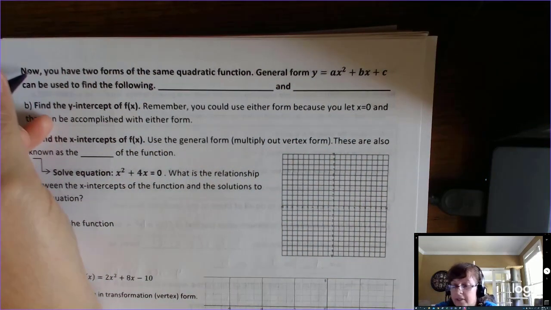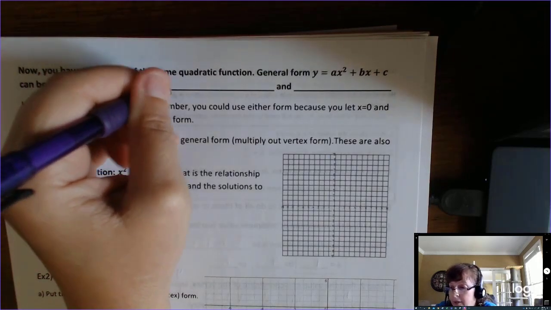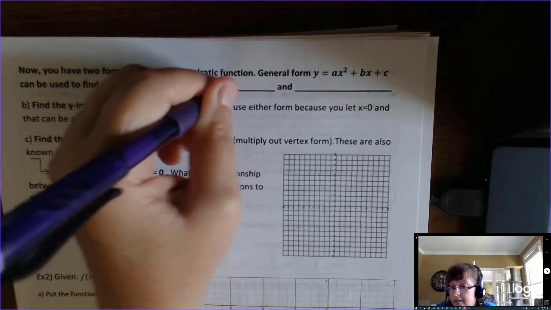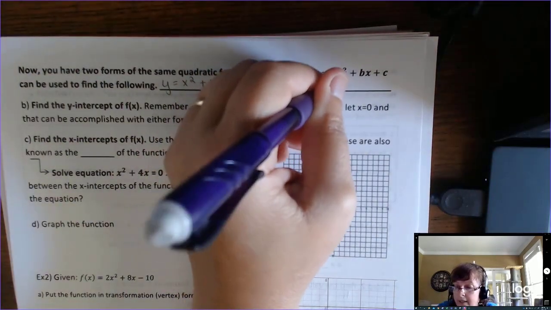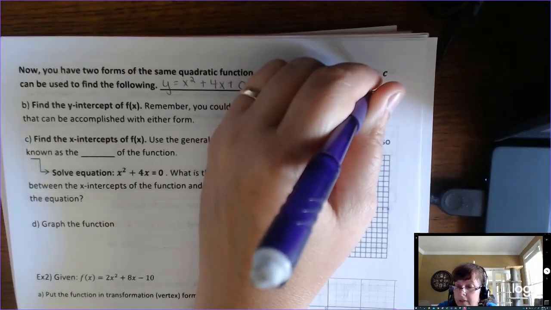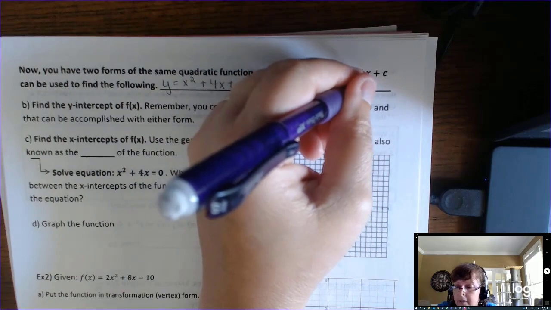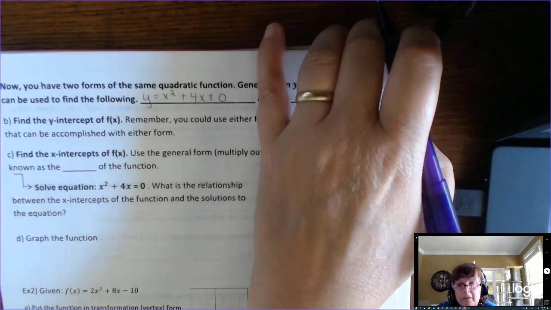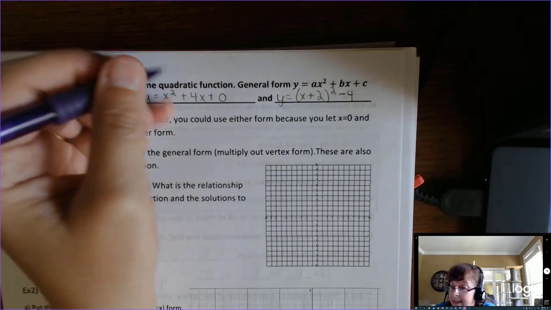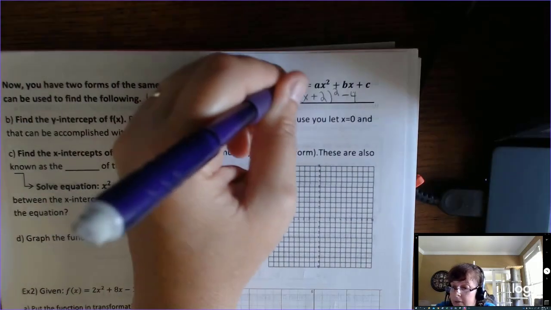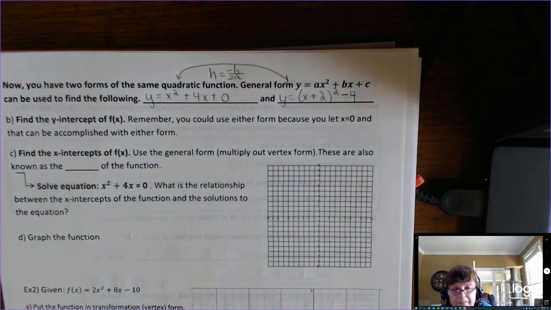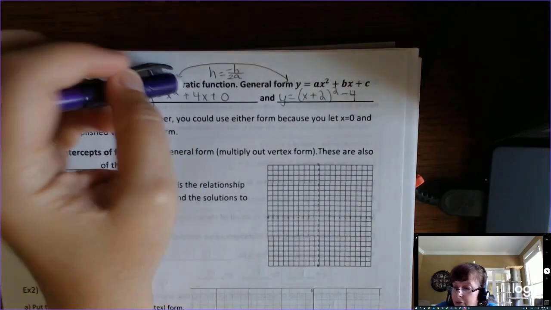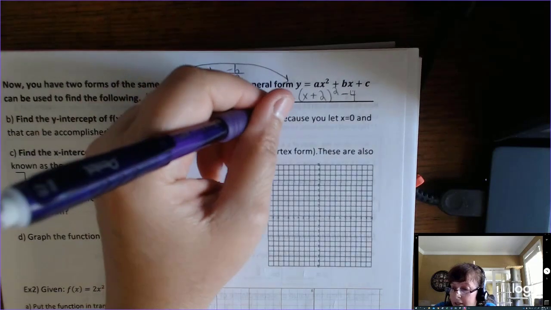You have two forms of the same quadratic function as I mentioned. You have y equals x squared plus 4x plus 0, that's standard form. And you have y equals x plus 2 quantity squared minus 4. I added this sentence because students weren't getting it. How do you go from standard form to vertex form? You use the negative b over 2a method. Okay, we just went over that. It's harder. Okay, that's new. How do you go from vertex form to standard form?